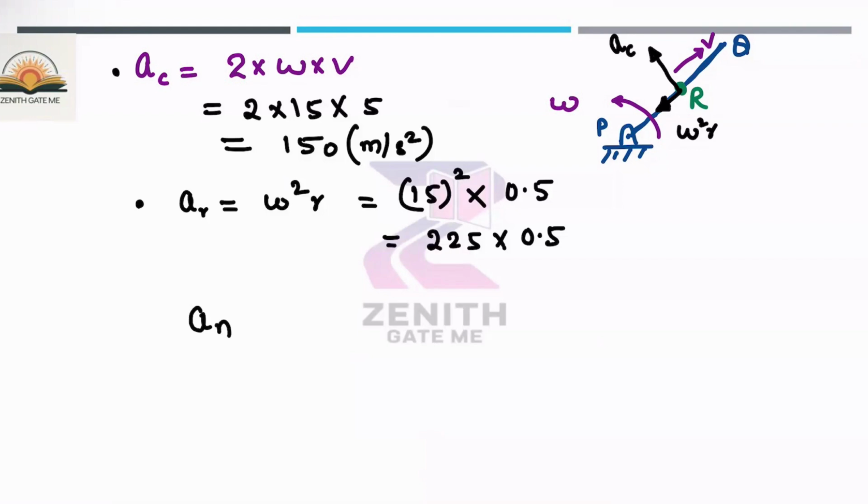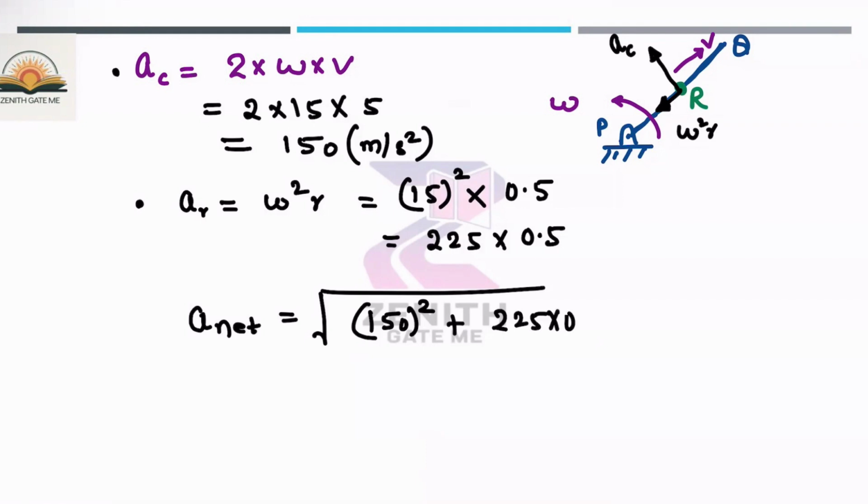So the total acceleration, the net acceleration, is nothing but, can I write, 150 square, that means Coriolis acceleration square, plus radial acceleration square, 225 into 0.5 square. Why have I taken this square plus this square? Because both are at 90 degrees. Both are at 90 degrees, which means the square of this and the square of this one. Okay, so once you solve, the net acceleration value you will get is 187.5 meter per second square.